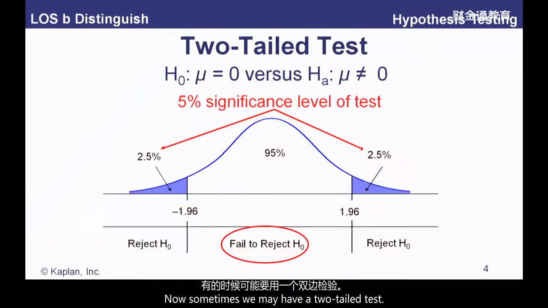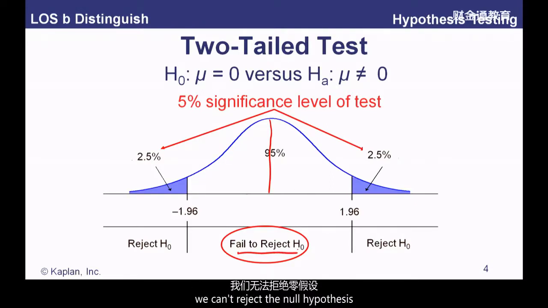Now, sometimes we may have a two-tailed test. If our null hypothesis is that the mean of our test statistic equals 0, then the alternative is that it's not equal to 0. Well, here's our mean, right in the middle here. And if we get anything close to that, we're going to fail to reject. We can't reject the null hypothesis if our test statistic is close to what we claim the mean is, in this case, 0.